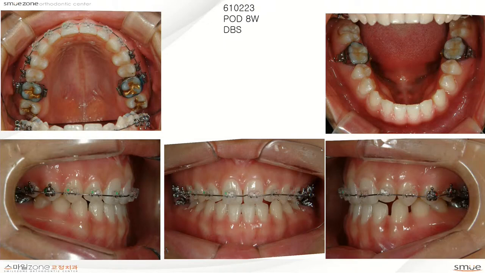And after the 8 weeks of the bone healing, we started the orthodontic treatment.